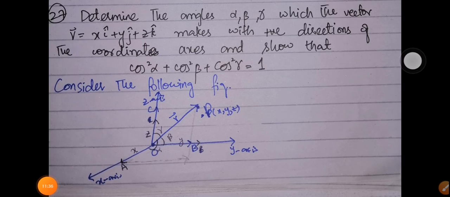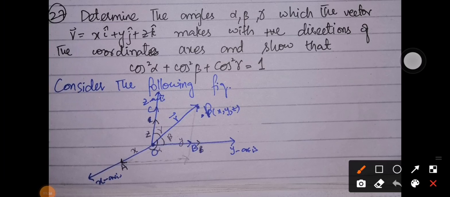Next we have question number 27. Determine the angles alpha, beta and gamma which the vector v makes with the positive direction of the coordinate axes, and show that cos squared alpha plus cos squared beta plus cos squared gamma is equal to 1.